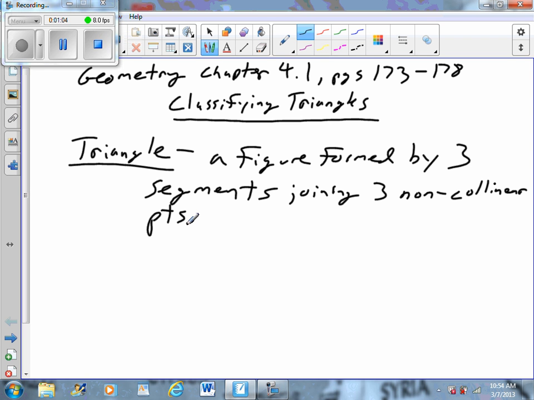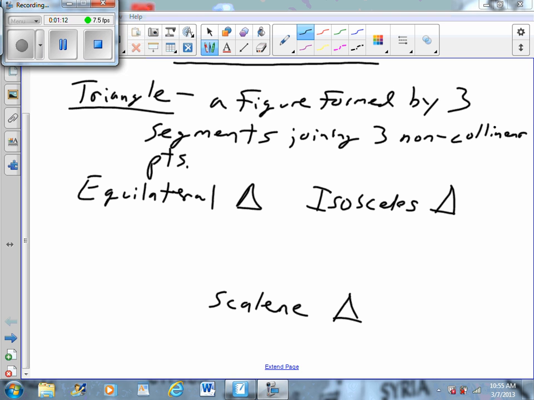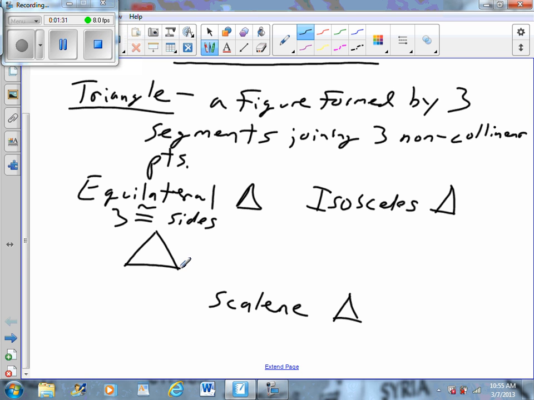So in the classification of triangles, the 3 types we've got are equilateral triangle, isosceles triangle, and scalene triangle. With an equilateral triangle, you've got 3 congruent sides, so each side is going to have the same measure. We would indicate that equality of measure with a single hash mark across each of the 3 sides that indicates the congruence of those sides.